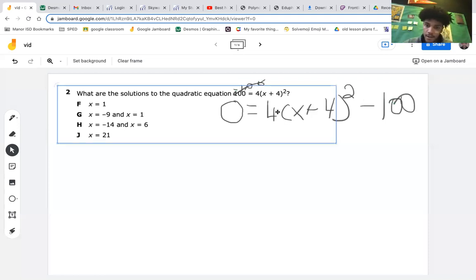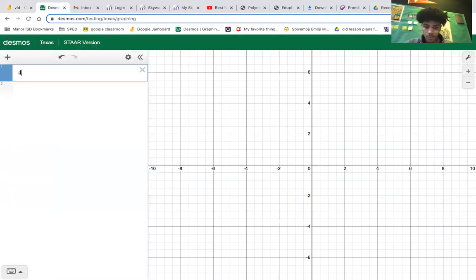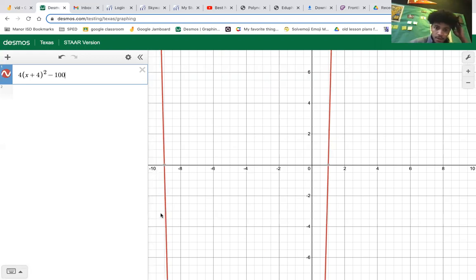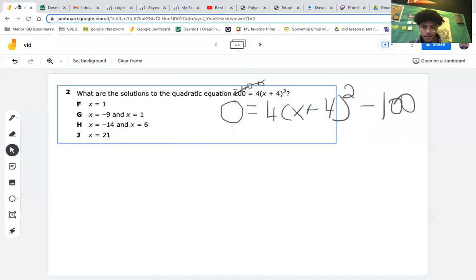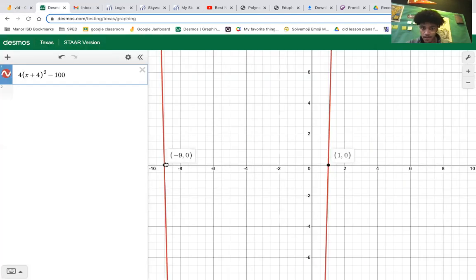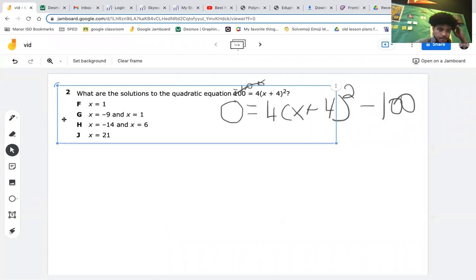So what you type into the calculator is this equation. Don't worry about the equals 0. Just type in 4(x plus 4) squared minus 100. So I'll type that in now. 4(x plus 4) squared minus 100. There we go. Remember what the word solution means. So our x-intercepts. Solutions means x-intercept. So the x-intercepts are -9 and 1. 2 x-intercepts right here. So our answer would be G.